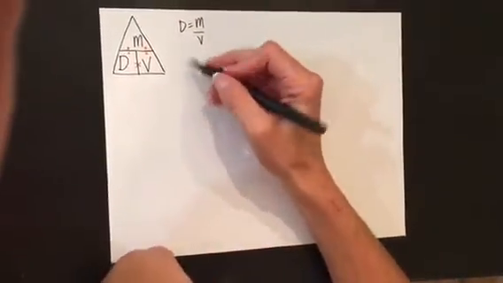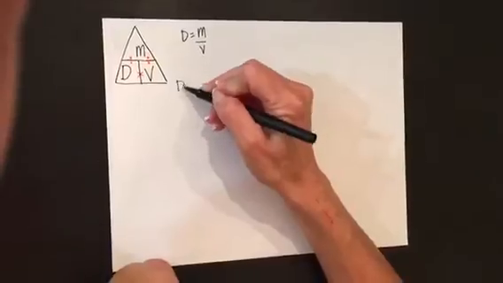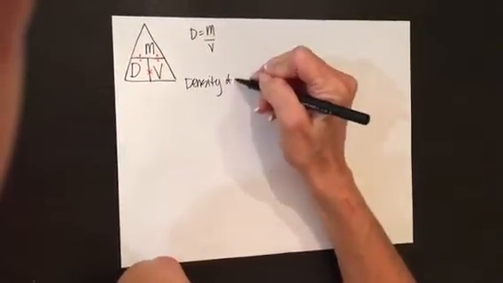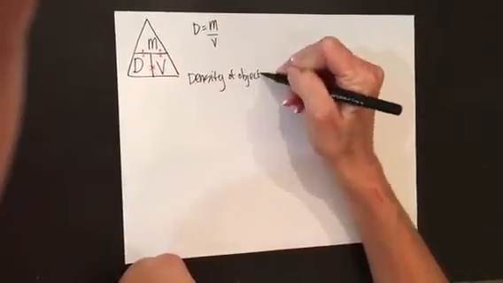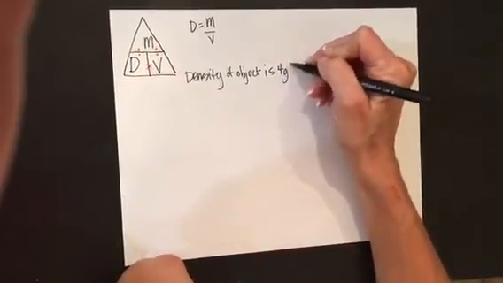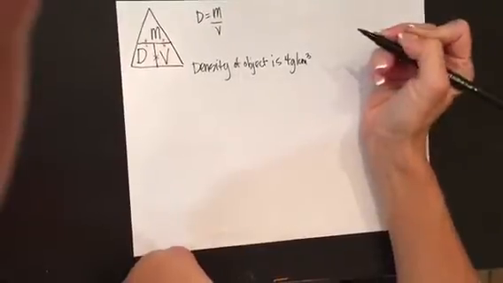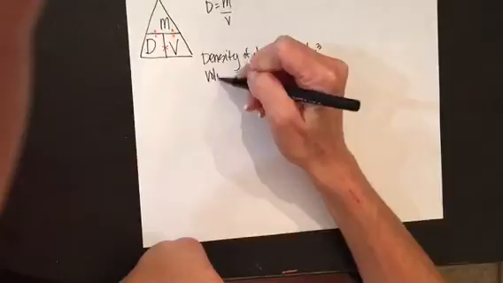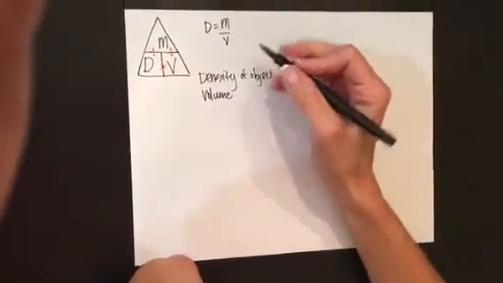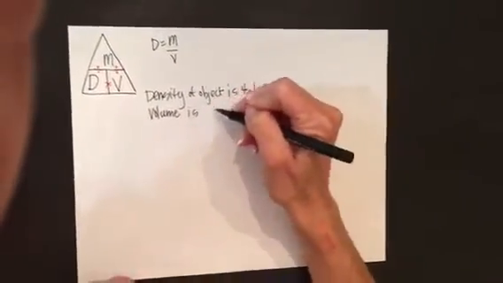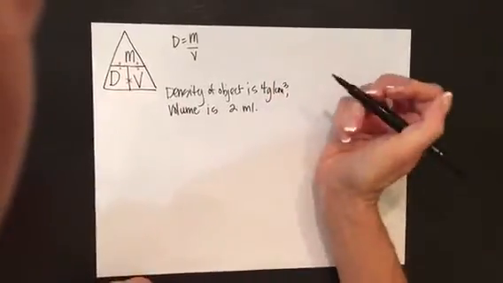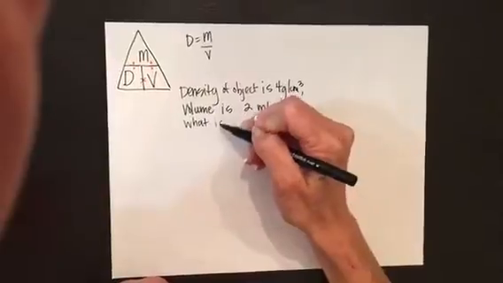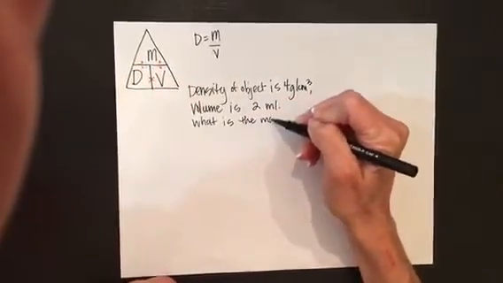So basically, if we had a problem where we were actually given the density of an object, so say the density of my object is 4 grams per cubic centimeter, and I'm also given the volume of the object. The volume of this unknown or given object is 2 milliliters. All right. So in this, they're asking me to find what is the mass of this object.